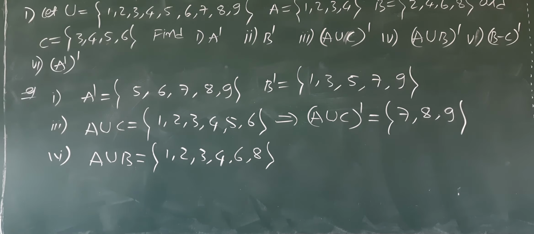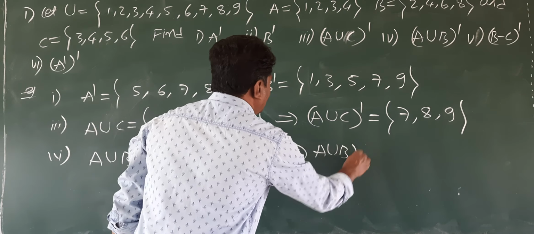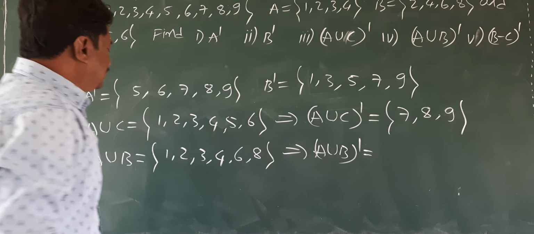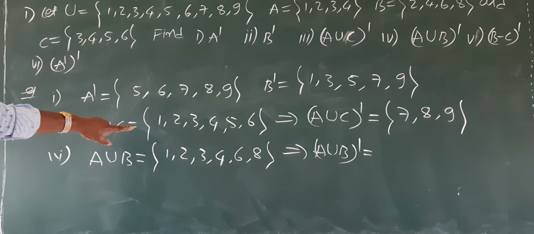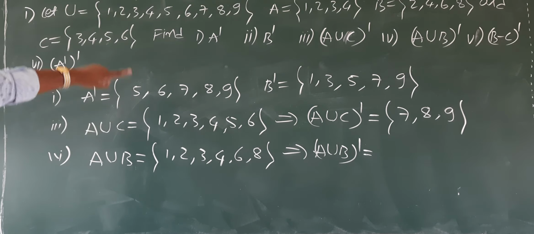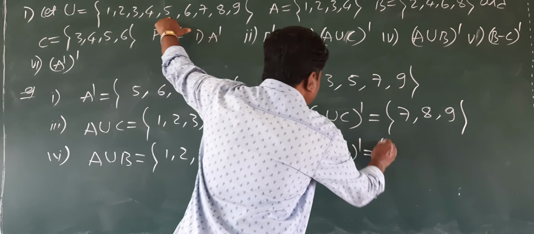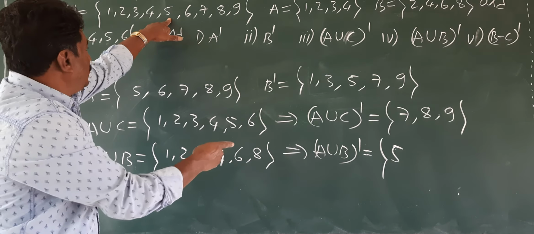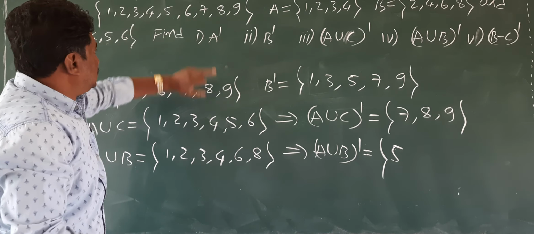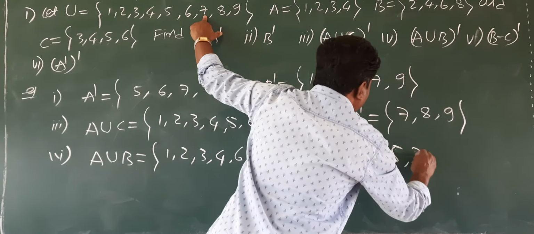Next, to find its complement, (A union B)'. Except these elements, you write. 1 is there, don't collect. 2 is there, don't collect. 3 is there, don't collect. 4 is there, don't collect. 5 is not there, collect, for (A union B)'. 6 is there, don't collect. 7 is not there, collect. 8 is there, don't collect. 9.